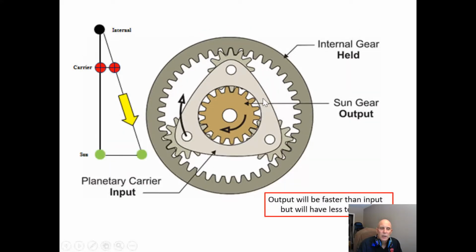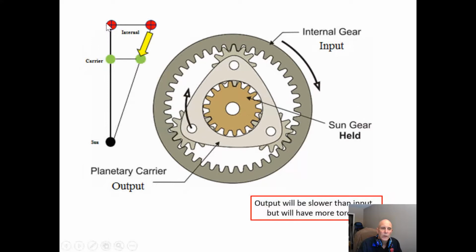So let's take a look at another one. Let's just say that now our planet carrier is our input and our sun gear is our output. Well, if we use the same numbers, now we have 2 to 5. So for every 2 times this turns, our sun gear will turn 5 times. So now what do we get? Well, we get an overdrive gear. But what happens to our torque is our torque is going to be less.